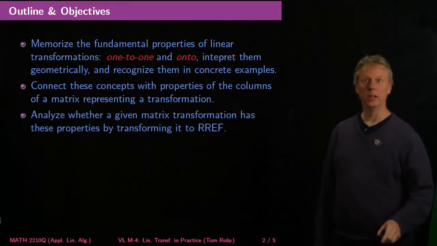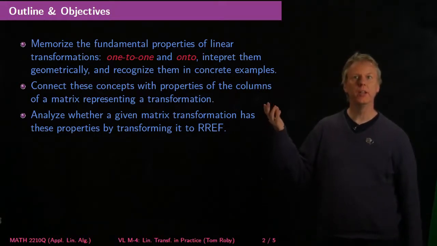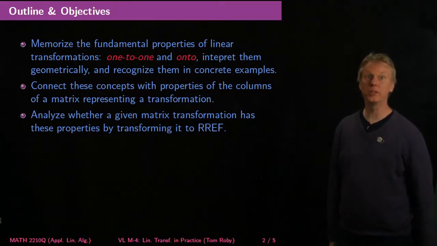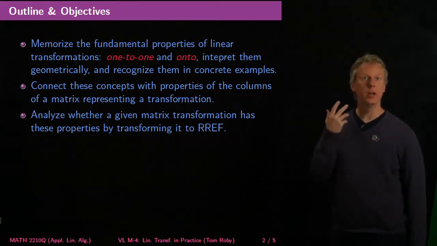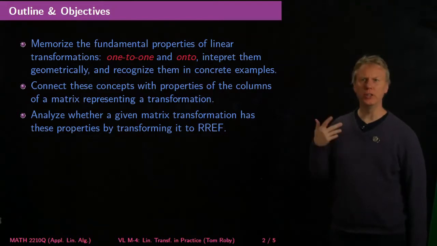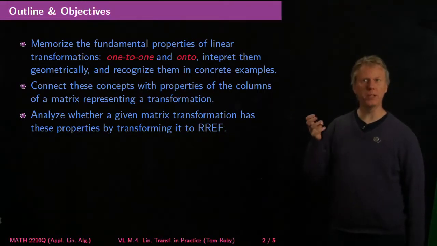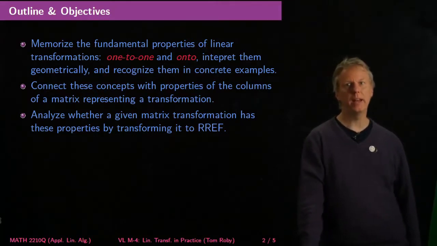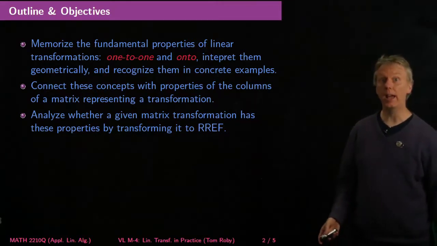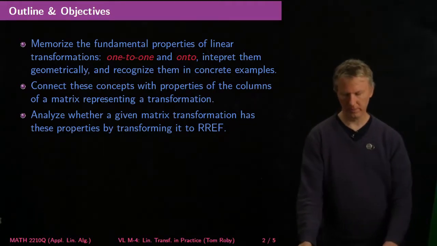First, we need to memorize some things in mathematics, particularly definitions, and here there are fundamental properties that linear transformations may or may not have. They're called one-to-one and onto. By the end of this, I'd like you to be able to interpret them geometrically and recognize them in concrete examples. Then we'll connect these concepts with properties of the columns of a matrix representing a transformation. And finally, we'd like to be able to analyze whether a given matrix transformation has these properties or not by converting it to the row-reduced echelon form.